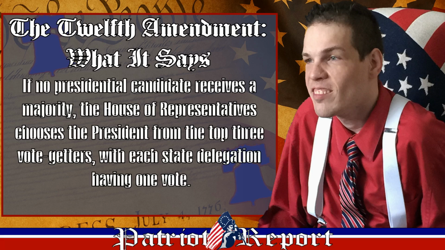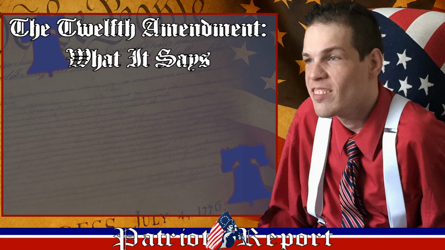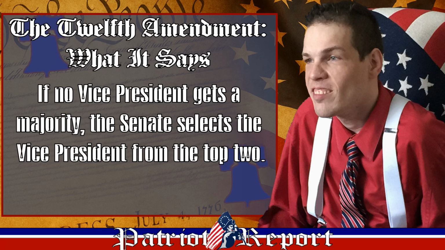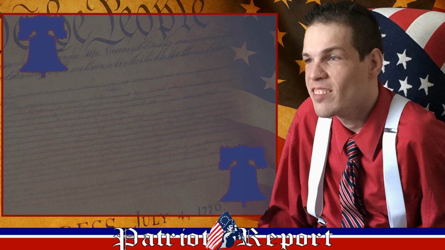If no presidential candidate receives a majority, the House of Representatives chooses the president from the top 3 vote-getters, with each state delegation having 1 vote. If no vice president gets a majority, the Senate selects the vice president from the top 2. This amendment brought the Electoral College more in line with the reality of party-based elections. It prevented running mates from accidentally tying or ending up in political opposition at the top of the executive branch.